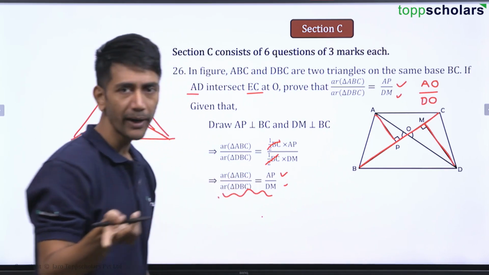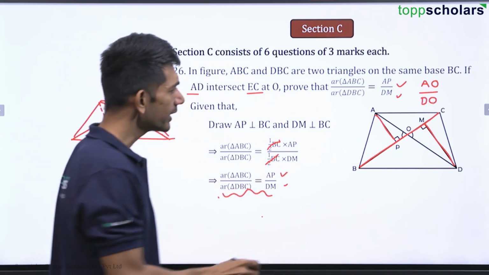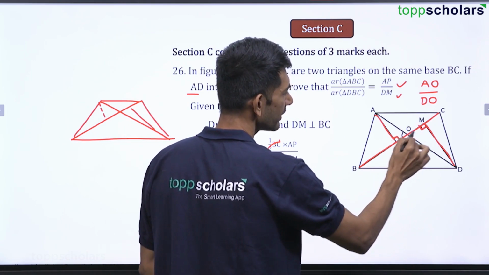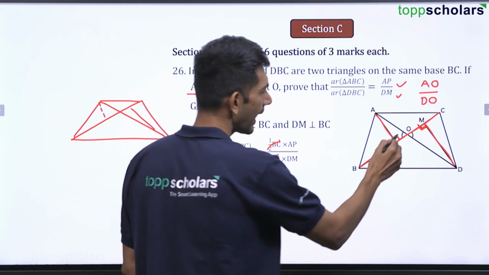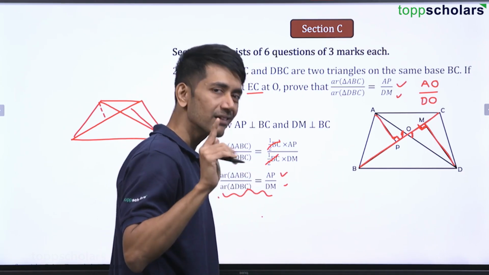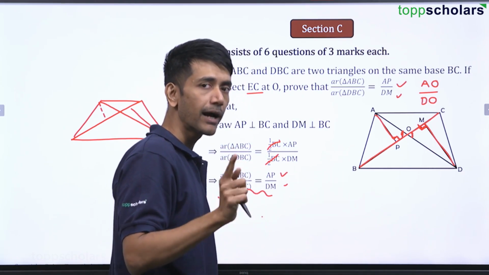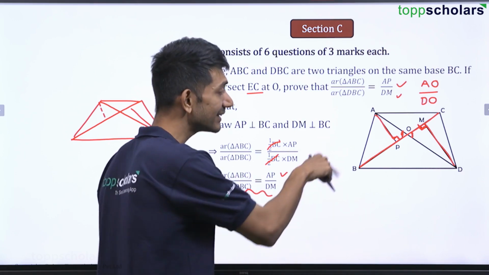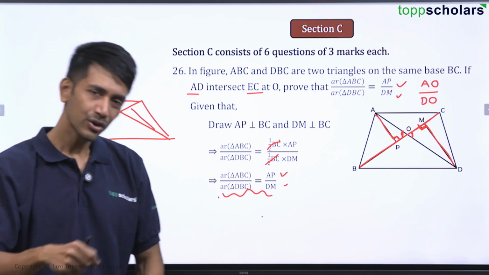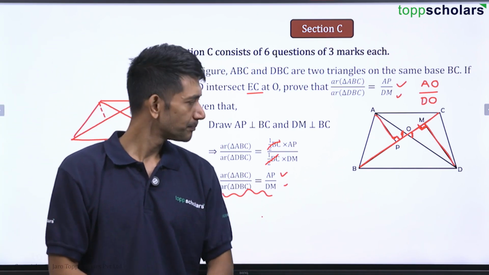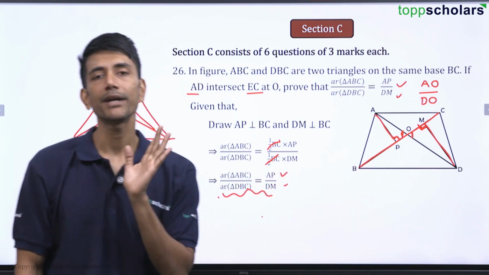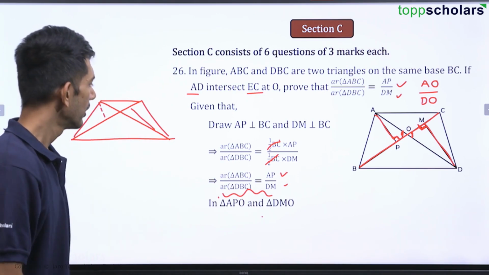If they ask you AO by DO, then also you don't have to worry because here you have two triangles. You can prove the two triangles similar. Angle P is equal to angle M, 90 degrees. Angle O is equal to angle O, vertically opposite angles. So the two triangles are similar by angle-angle test of similarity. And once the two triangles are similar by the AA test, I can say that AP by DM is equal to AO by DO. That's it. So use this similarity concept, prove the two triangles similar, and substitute AP by DM as AO by DO respectively. That's it. Perfect.